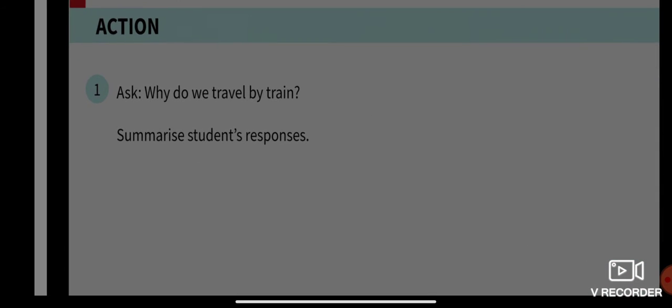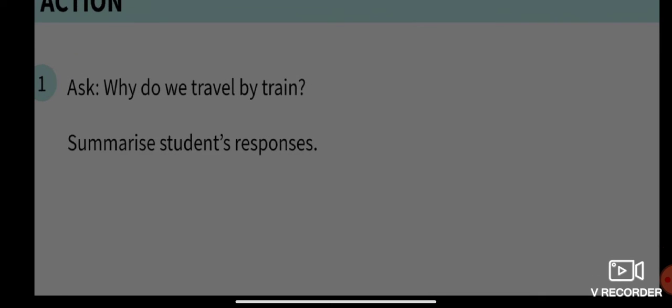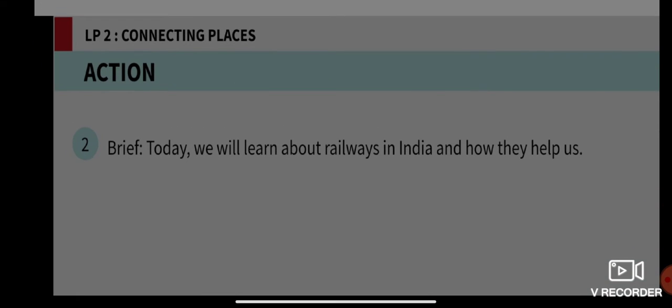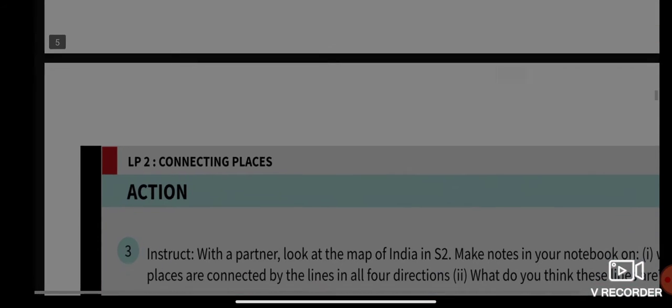So now, why do we travel by train? What will be your answer for that? Alright, so keep that question in mind. Today we will learn about the railways in India and how the railways help us. That is what we will learn today.